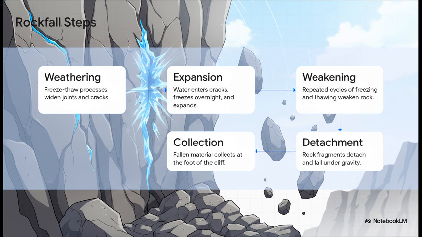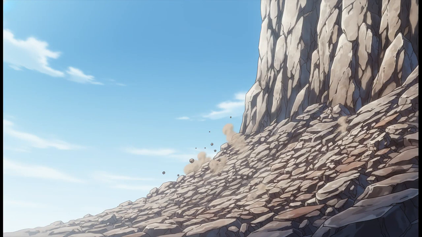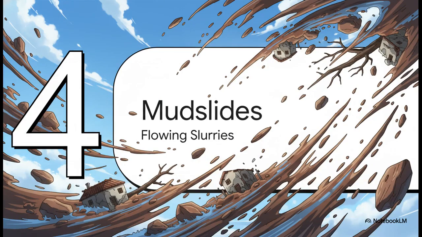Step 4, eventually it's just too much. The rock fragments detach and plummet under the pure force of gravity. Finally, in step 5, all that fallen material just collects right at the foot of the cliff. The end result of all this constant shattering is a very specific, easily recognizable landform. That pile of fallen material collects to form what we call a scree slope, or a debris pile. It's basically that steep, messy pile of loose, jagged rocks you see resting at the absolute bottom of a vertical cliff face. Let's move to our final type and see how this builds.